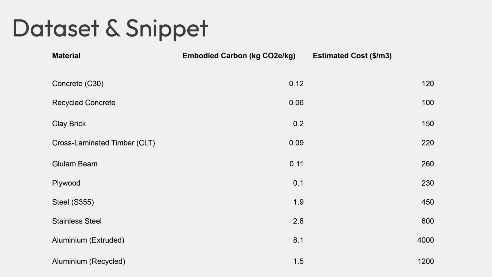The dataset is adapted from the Inventory of Carbon and Energy database created by the University of Bath and combined with approximate market prices. It lists materials such as concrete, timber, and steel, along with their average embodied carbon per kilogram and estimated construction cost per cubic meter. Here is a small screenshot showing several sample materials.